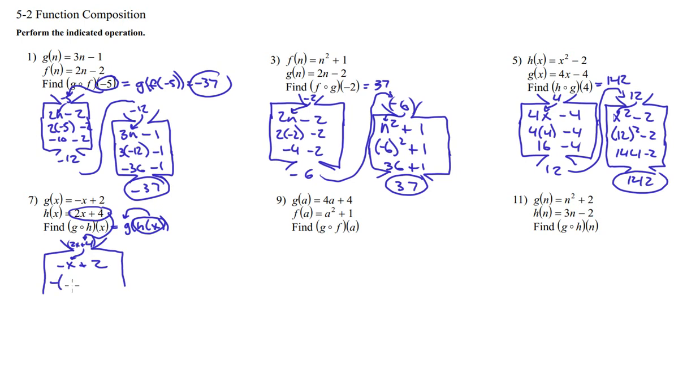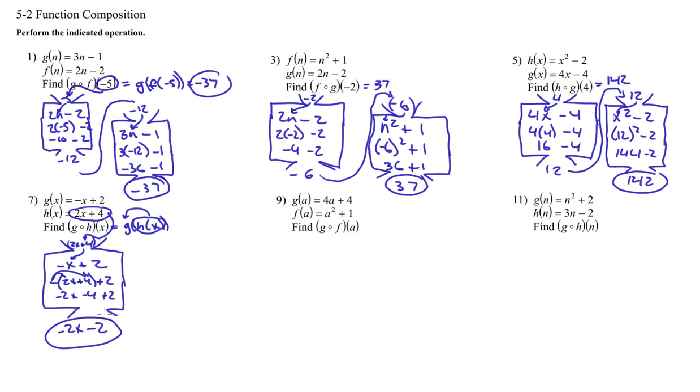So that's going to be negative 2x plus 4 plus 2, right? So distribute the negative to both of those. We get negative 2x minus 4 plus 2 gives us negative 2x, and then negative 4 plus 2 is negative 2. So that is what g of h of x equals, just negative 2x minus 2.